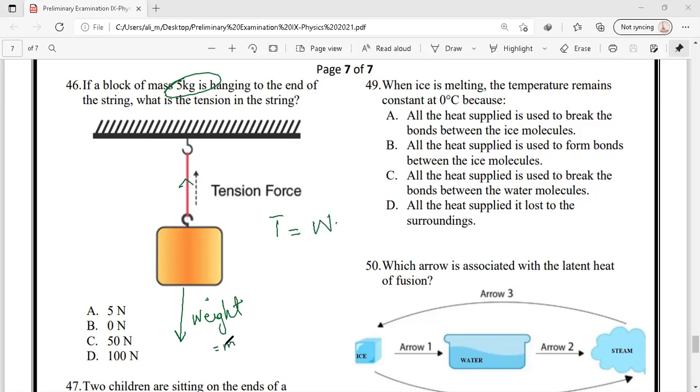वेट फाइंड आउट करने के लिए हम एम जी फॉर्मूला अप्लाई कर देते. इफ मास इज 5, ग्रेविटेशनल एक्सेलरेशन इज 10, सो इट विल बी इक्वल्स टू 50 न्यूटन. सो इस ब्लॉक का वेट है वो 50 न्यूटन है डाउनवर्ड. एंड इफ इट इज बैलेंस, सो टेंशन विल बी इक्वल्स टू वेट फोर्स. तो 50 न्यूटन अगर वेट है तो 50 न्यूटन ही टेंशन फोर्स होगी. करेक्ट आंसर इज ऑप्शन सी.